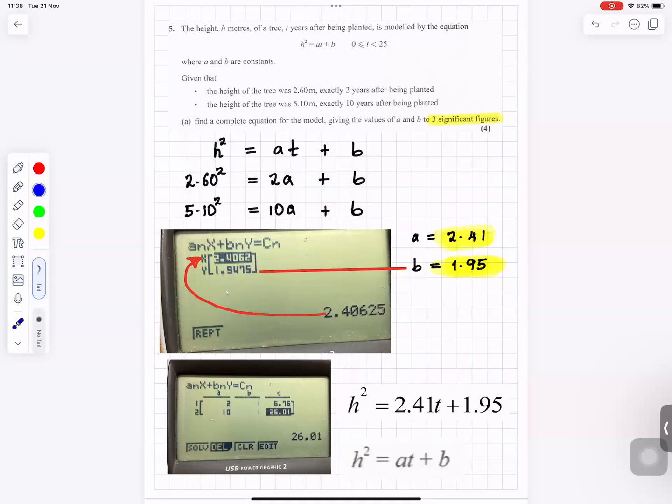And if you put that in your calculator, you would get A to be 2.41 and B to be 1.95. And I've shown you pictures of how you put them in the calculator here. So 5 squared would be 26.01, 2.0 squared would be that, and then A is 2, the number in front of B is 1, the number in front of A there is 10, the number in front of B there is 1. So the calculator will give you those 2 answers, and that will be your equation. h squared equals 2.41t plus 1.95.